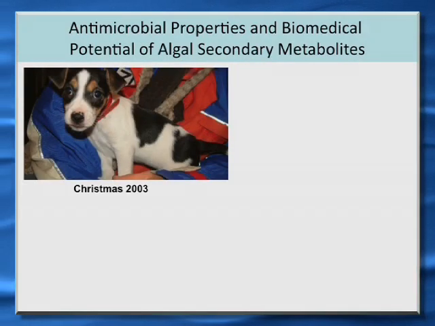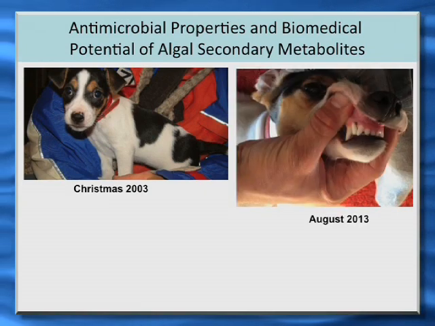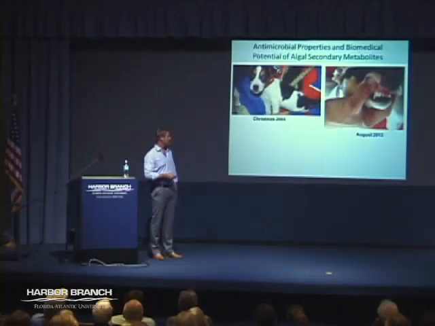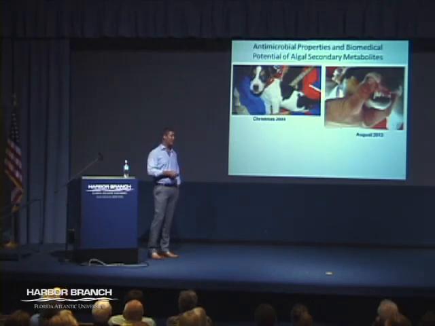This is my mom's Christmas present in 2003. Her name is Bettina. This is taken 2 days ago. My brother took it 2 days ago. She has almost perfect teeth, no cavity, no plaque, never had any dental cleaning or anything like that. That's pretty unusual for a 10-year-old dog, I think.